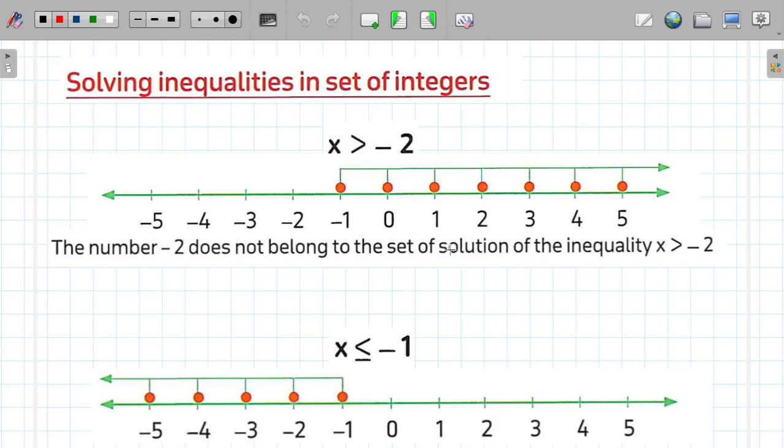Okay, so integers is maybe 0, 1, 2, 3, 4, 5, and so on, and -1, -2, -3, -4, -5, and so on. This is a set of integers. If I have an inequality like x more than -2, and I want to represent the solutions of the inequality on the number line, I will start with -1 because -2 is not among the solutions of the inequality. So I will start with -1, and after that I have 0, 1, 2, 3, 4, and so on.